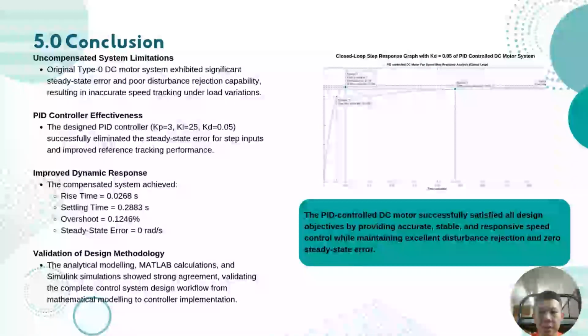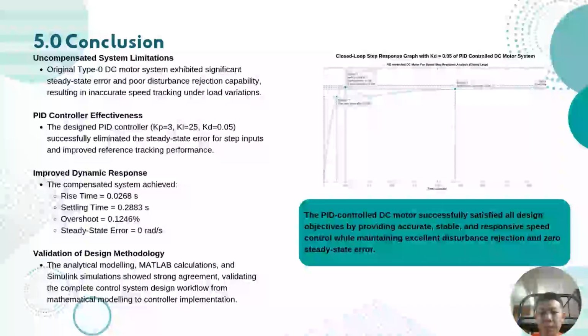To conclude, the uncompensated DC motor system was found to have several limitations. Although the system was stable, it exhibited a noticeable steady-state error and poor disturbance rejection capability, meaning that it could not accurately maintain the desired speed when external loads were present. To address these issues, a PID controller was designed and tuned with parameters Kp equals 3, Ki equals 25, and Kd equals 0.05.